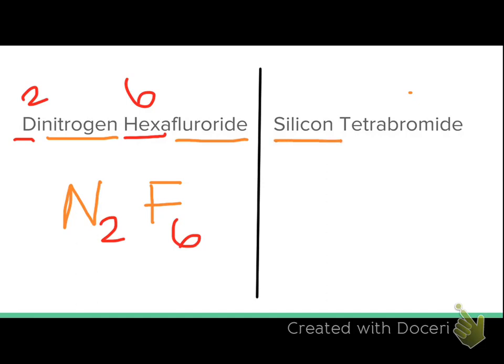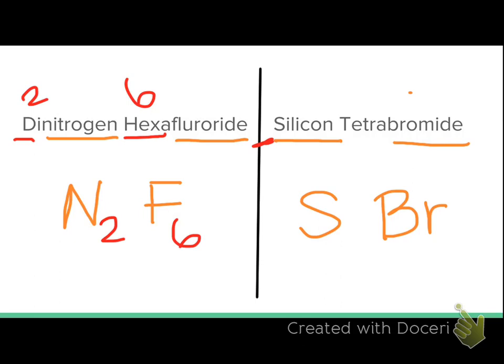Silicon, that is our first element. Bromide came from bromine. So we can go ahead and write those down. Si, and then we have a Br. So now determining how many of each of them we have. So we can put our subscripts in there. Silicon, there's nothing in front of it here, which means we have 1.